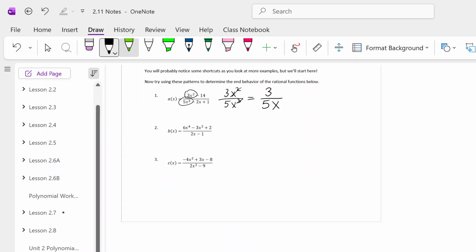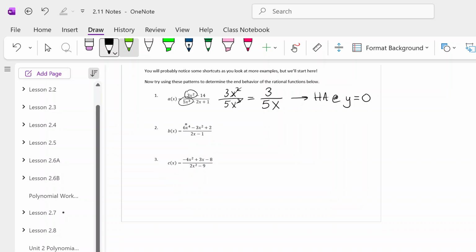So this is a rational function, which as we get closer and closer to 0, so this will have a horizontal asymptote at y equals 0. Because we have an x left in the denominator with no x's in the numerator. As soon as we make that x big, like a million, 3 divided by 5 million essentially becomes 0.